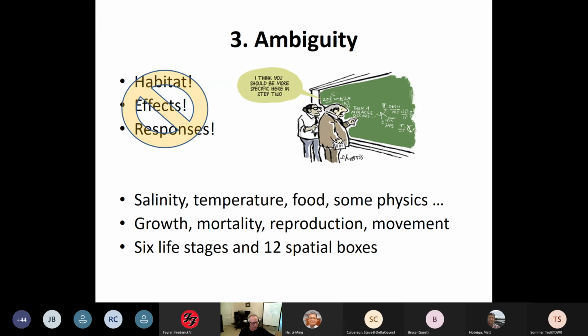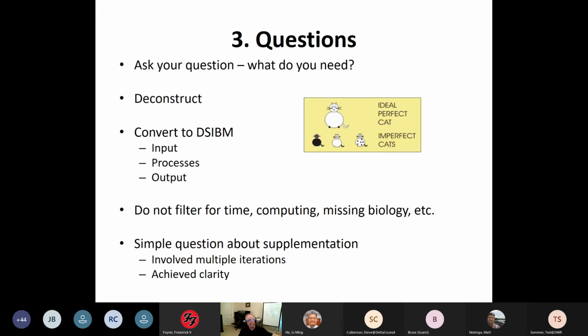So there's a power in ambiguity in allowing people to think creatively, and too much ambiguity creates confusion and really untestable questions. So I ask you a question: tell me, or this could be general, what do you need? And we'll deconstruct it together, and then we'll convert it to the DSIBM in terms of inputs, processes, and outputs. But please don't filter it because you think it's going to take too long, we don't have the computing power, the biology is not there, etc. Because I have to know what the ideal perfect cat looks like to see how imperfect I can get the model and still be close enough, right?